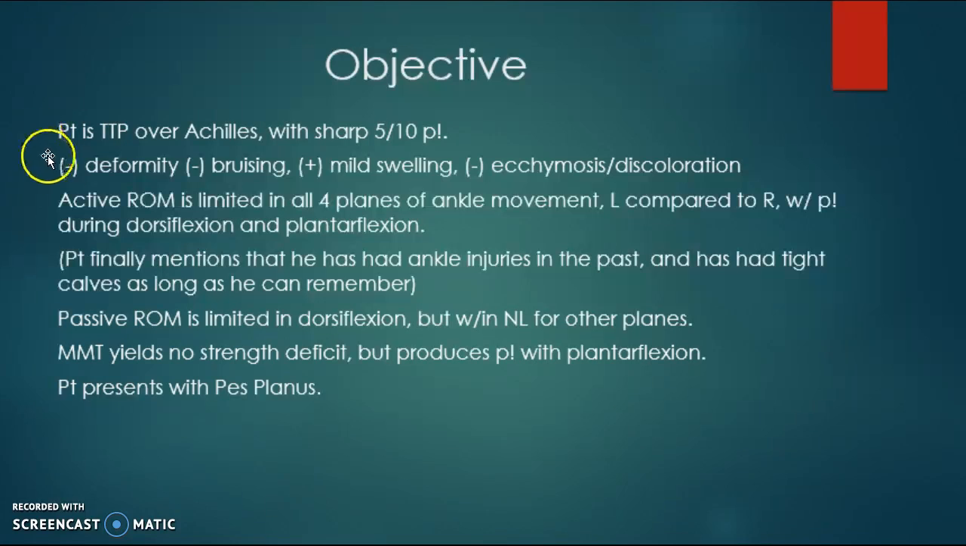10 pain. He has no deformity, no bruising, only mild swelling, and no ecchymosis or discoloration. His active range of motion is limited in all 4 planes of ankle, which are plantar flexion, dorsiflexion, where the toes come towards the knee, eversion, where the bottom of the foot goes out to the outside of the body, and inversion, where the bottom of the foot comes towards the midline of the body, with the left compared to right, meaning that the left was worse than the right.